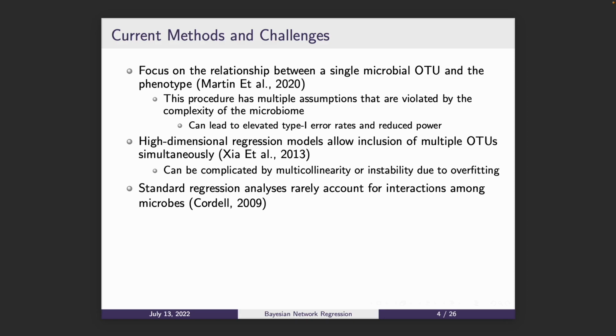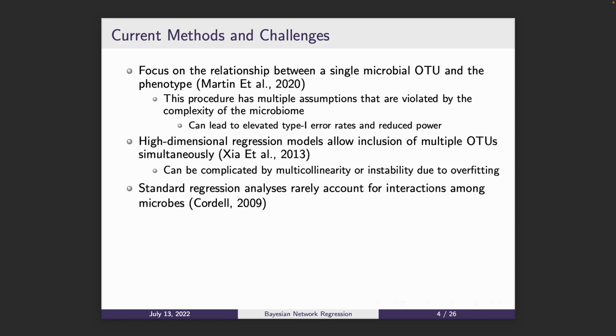This is a very active area of research in statistics as well, with a lot of interesting methods having been developed so far. Current methods can generally be broken down into one of a few different types. Some focus on the relationship between a single microbial OTU and the phenotype, but this procedure has assumptions which can be violated by the complexity of the microbiome, which can lead to elevated type 1 error rates and reduced power. For example, if a response was loosely related to the OTU under study, but the OTU under study and the response were both strongly related to a separate OTU not being studied, that could produce some adverse results.